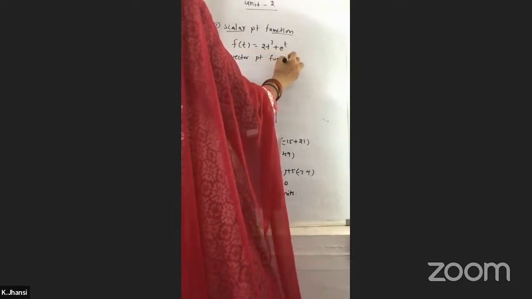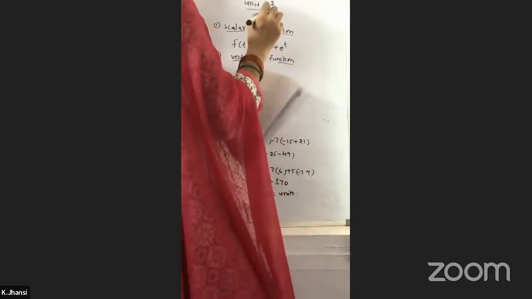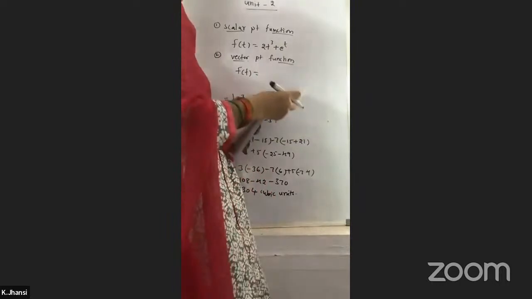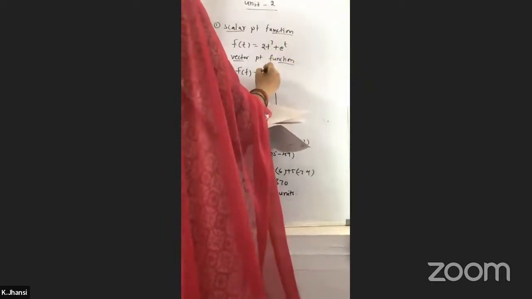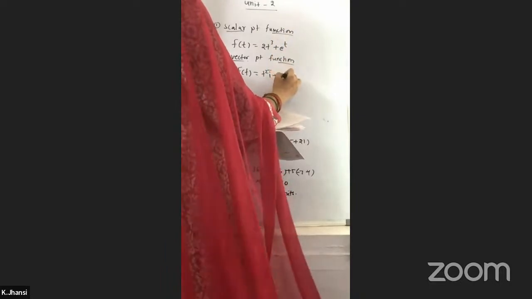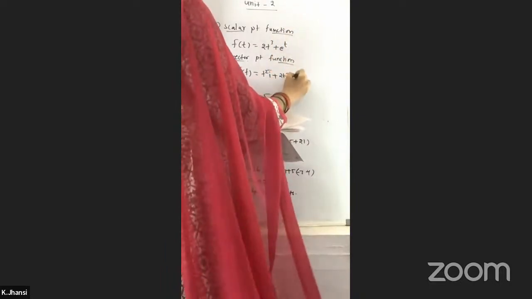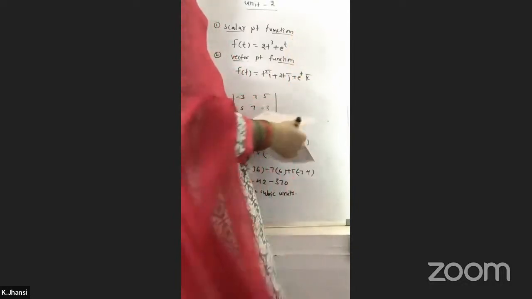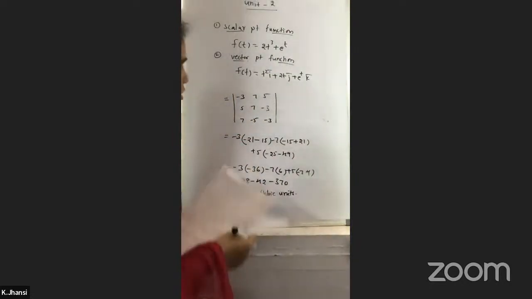And in between some intervals, they will have the functions. So that will be in the form of f of t is equal to t square i bar minus 2t j bar plus e to the power of t k bar. So this is the vector point function.